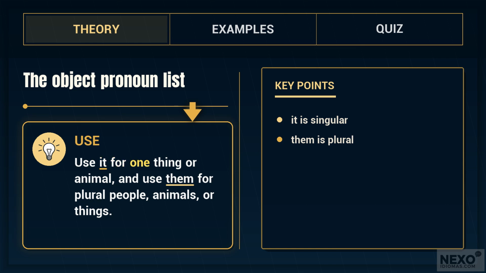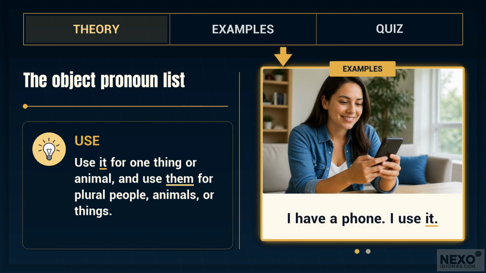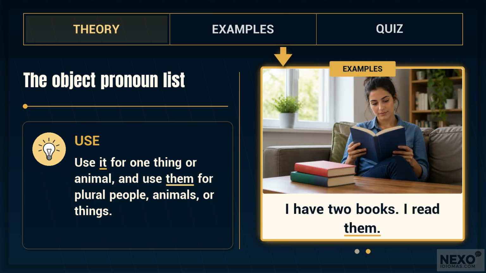Use it for one thing or animal, and use them for plural people, animals, or things. Example. I have a phone. I use it. Example. I have 2 books. I read them.